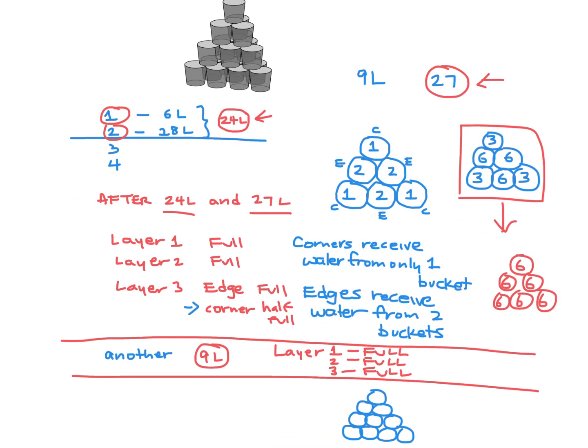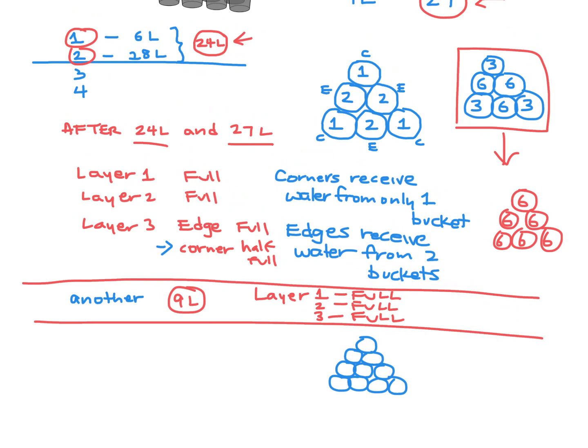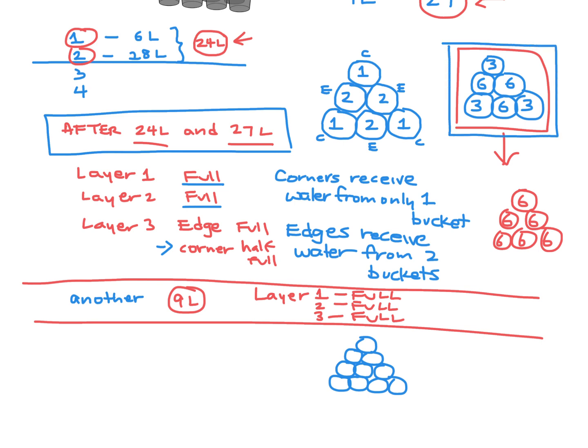Well, when we were pouring water, we're pouring water onto the top, right? So after this, let's just backtrack a little bit. After this happened, layer 1 was full, layer 2 was full, and layer 3, the edges were full, and the corners were half full. It's this scenario right here. That was after the 24 and the 27. But then we continued to pour water. But we want to start having water go into the bottom layer.